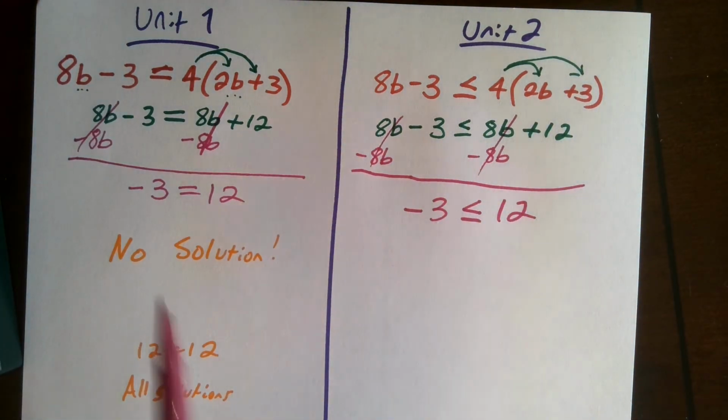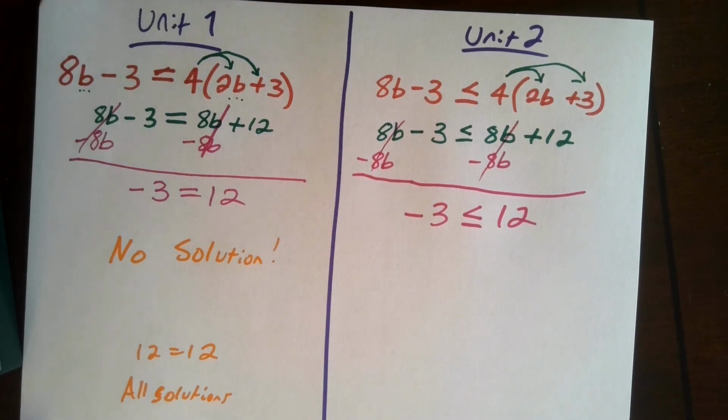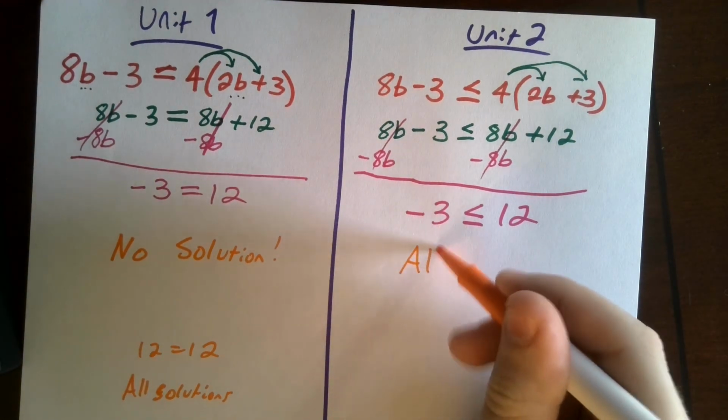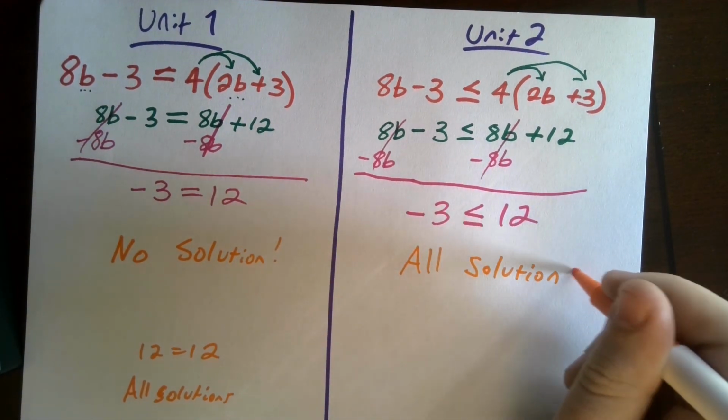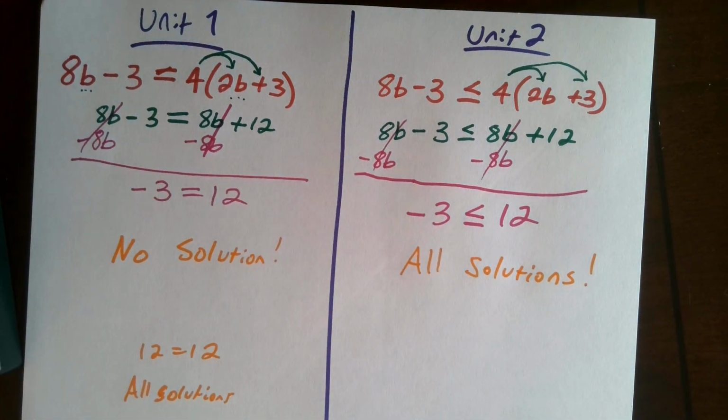So surely the answer should be the same too, right? Well, hold on. Remember what I said. You have to decide if the statement is true, false, or just a normal solution. In this case, we are left with the statement negative 3 is less than or equal to 12. Is that true or false? If somebody walked up to you and said, hey, negative 3 is less than or equal to 12, would you call him a liar, or would you say he's true? This one is true. Negative 3 is less than or equal to 12. It's less than. So we would say that this one has all solutions.